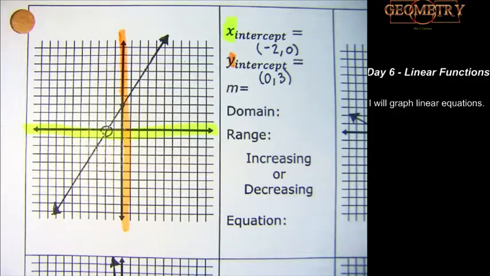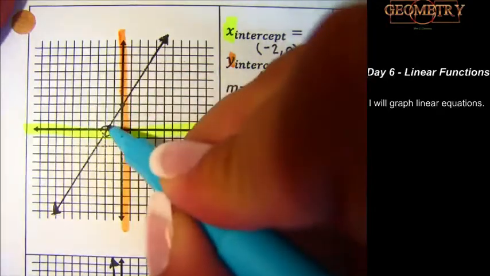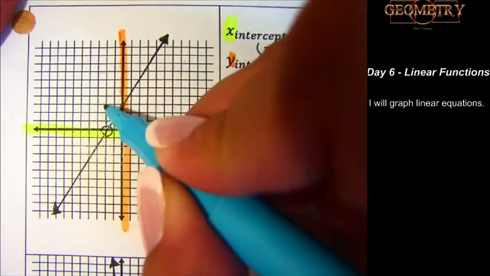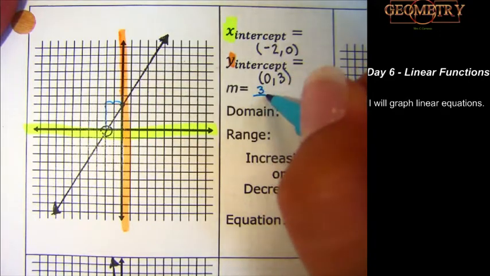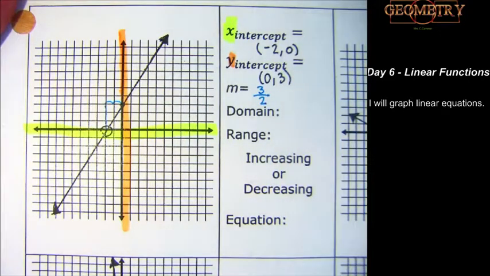What's the slope of this line? 3/2. We started at one point, we counted 1, 2, 3 up, we counted 1, 2 to the right. Our slope then is 3/2.